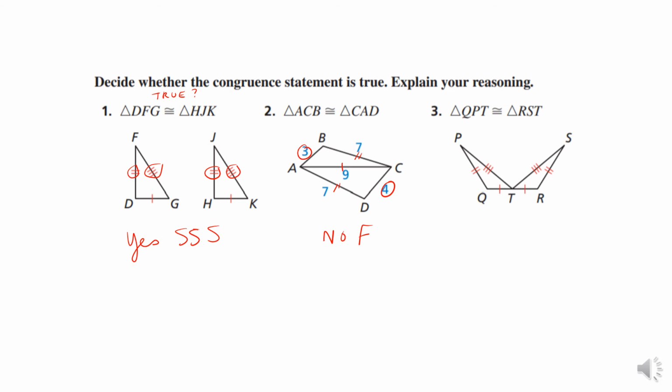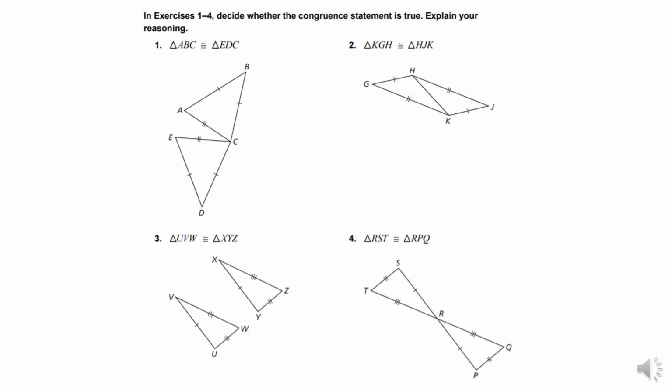Okay? Over here we have this side is equal to this side. We have this side is equal to this side, and we have the last one. So yes, that is true by side, side, side. Let's look at some more. So decide whether the congruent statement is true. So for this one, these are isosceles triangles. We can see that like this.